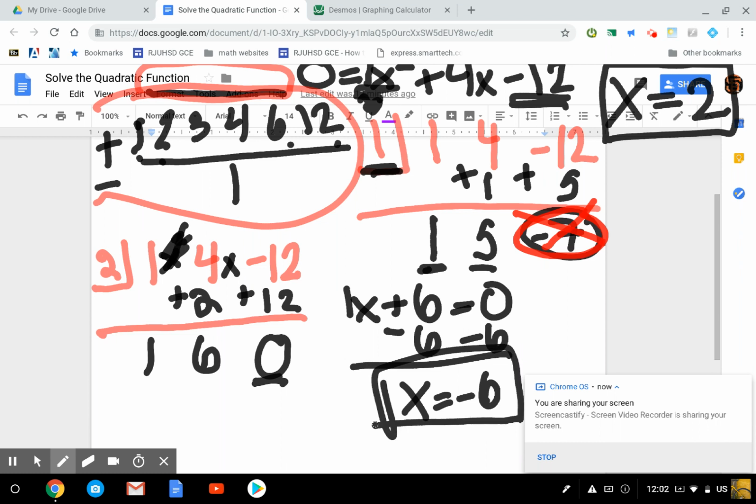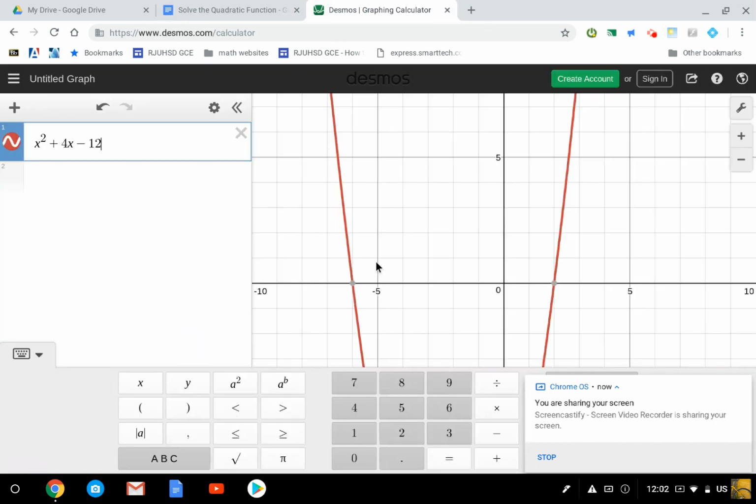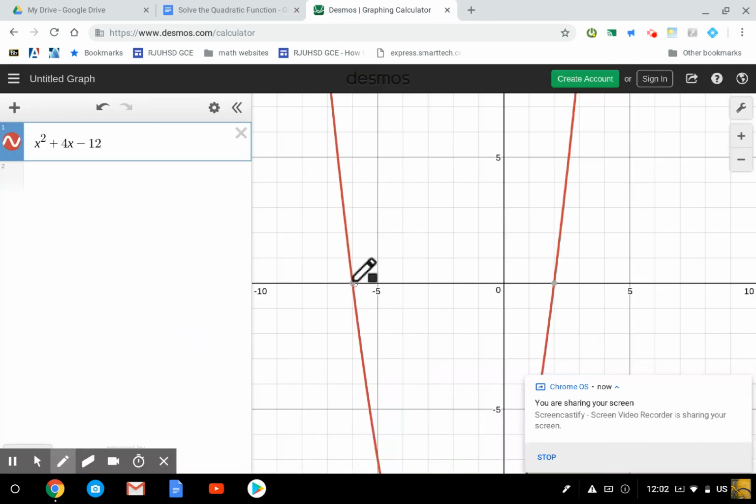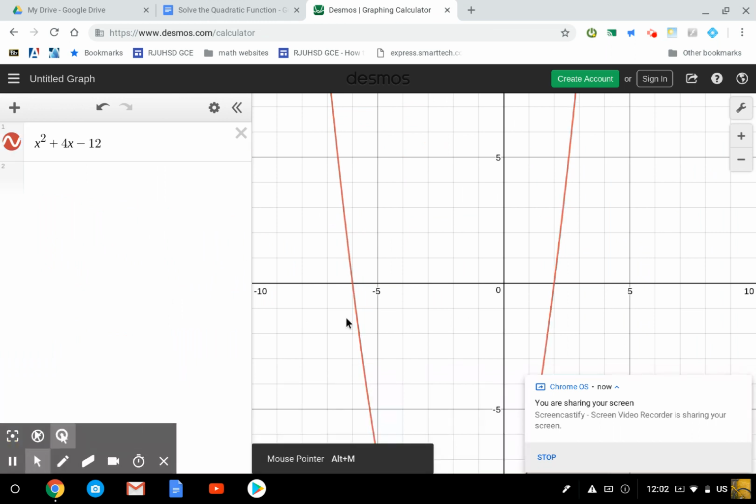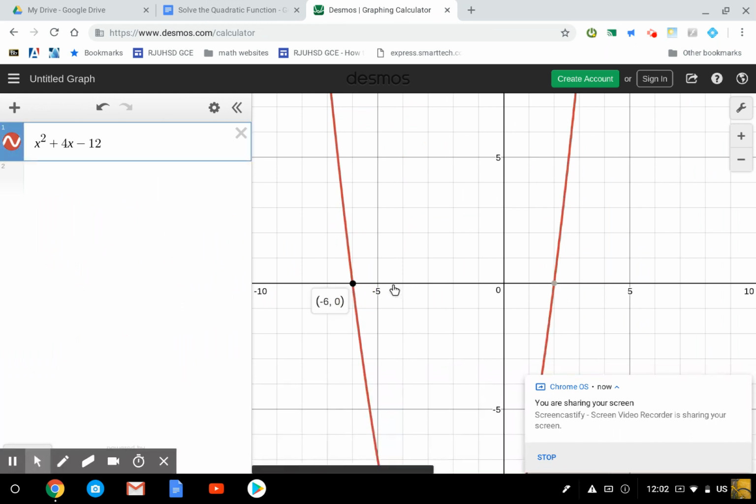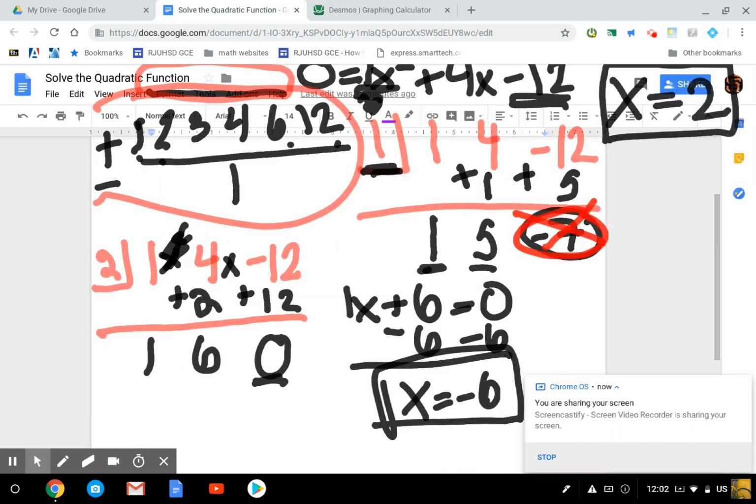So the meaning of these: while they are the answers, they are also where your function will cross the x-axis. For example, on here, you can see that the quadratic crosses at negative 6 and 2, so we solved it correctly. That is how you solve using synthetic division.